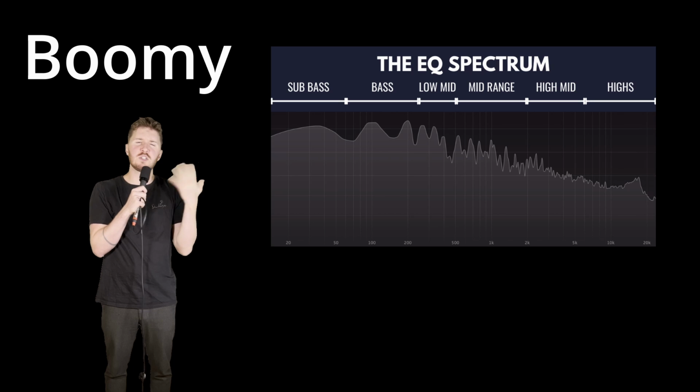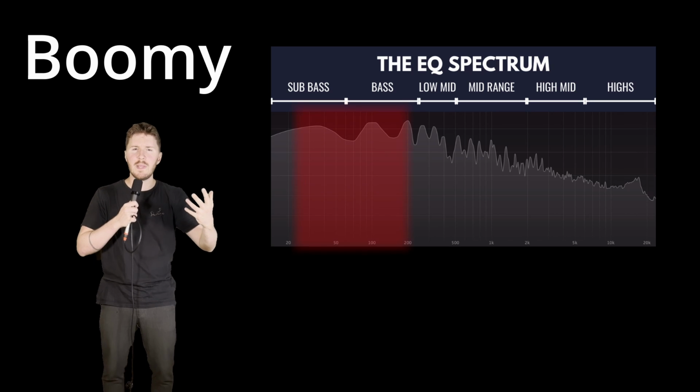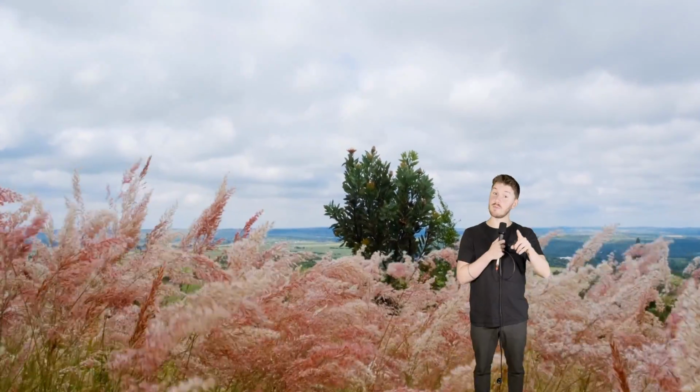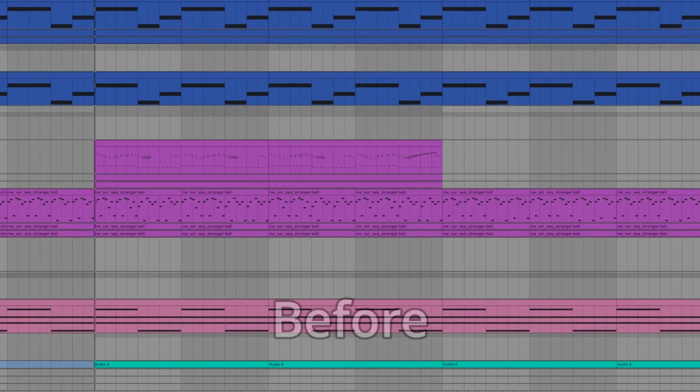Now we got Boomy. This is when there's too much low end, making the bass overpower everything else in the mix. By itself, the bass may sound powerful and nice, but in the context of the whole mix, it just overpowers everything. And remember, you should always try to mix your music in context of the whole mix, not solo so much. But let's hear an example and let's look at how you can fix it.